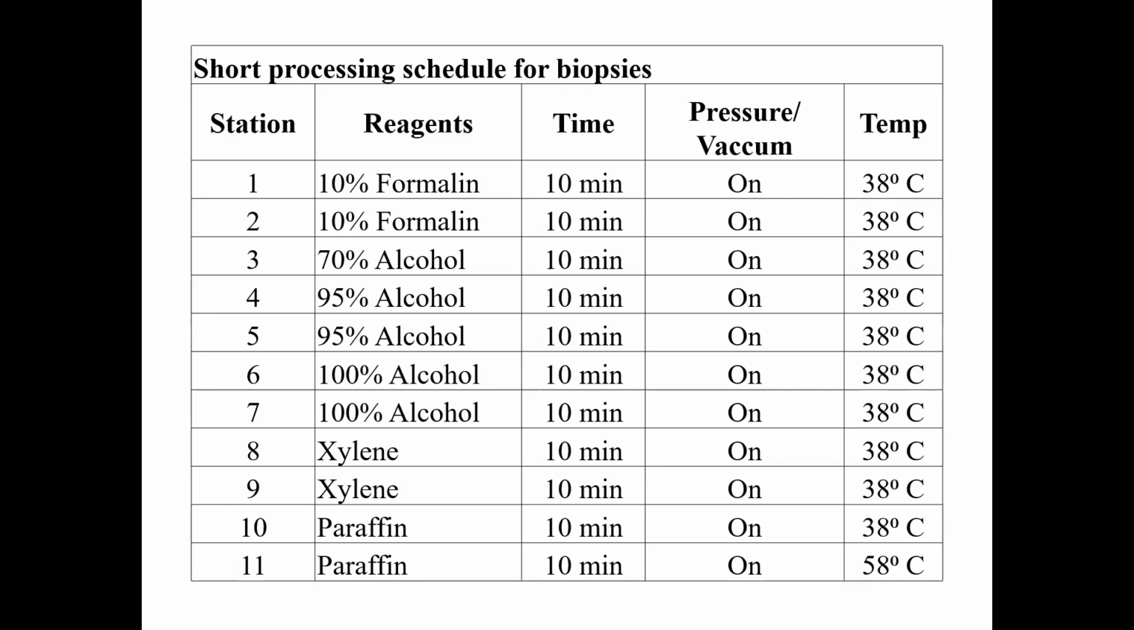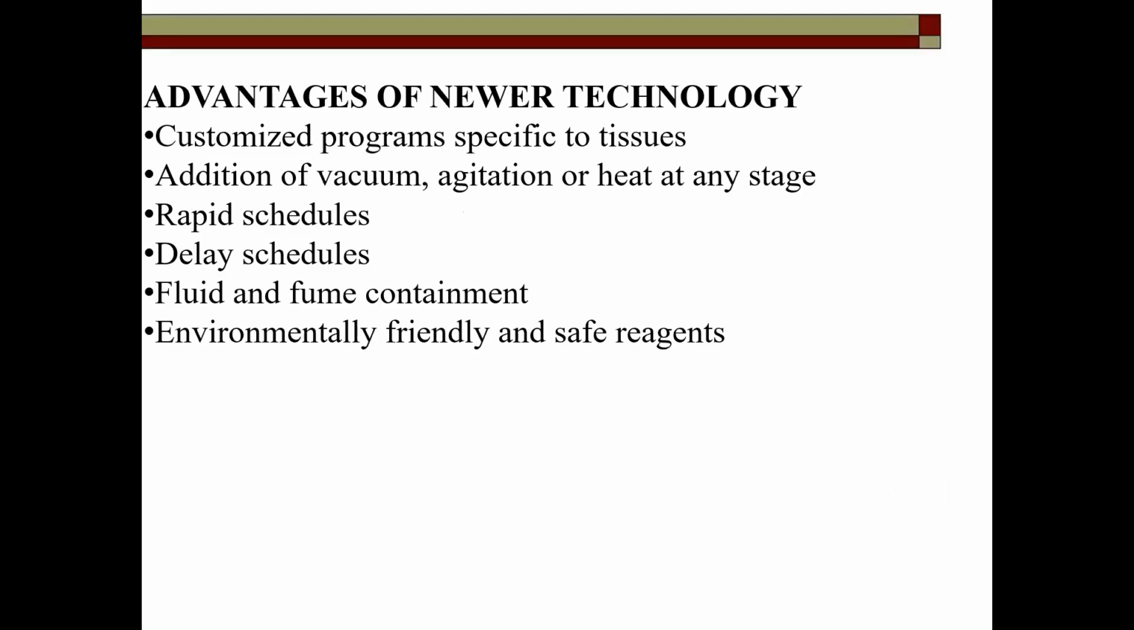So this is a processing schedule, a short processing schedule for a very tiny biopsy. So like if you have needle biopsies where you have strands of tissue, like threads of tissue, the tissue is not so thick that you want to spend so much time. I think the other time we mentioned that, you can spend like 10 minutes in each of the reagents and you'll be good to go.